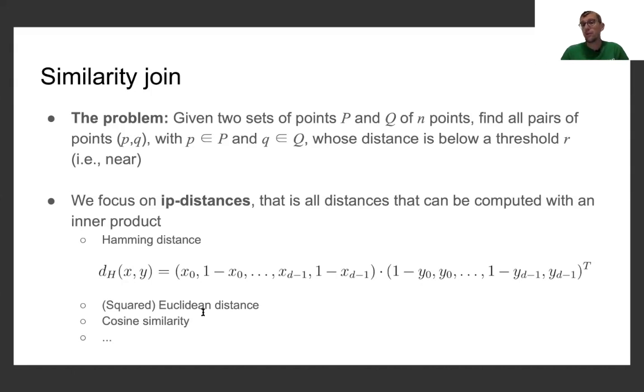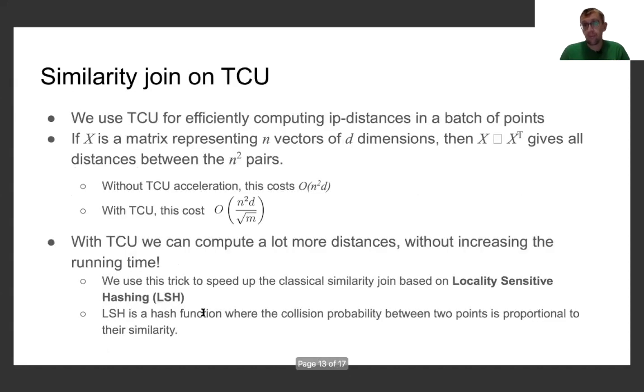So now you can see that if the distance can be computed with an inner product, we can use Tensor Core Units, because matrix multiplication is a bunch of inner products. Indeed, we can use TCUs for efficiently computing IP distances between points in a given set. More specifically, let's say that X is a matrix representing n vectors of d dimensions. Then X times X transpose gives all distances between the n squared pairs. So the matrix multiplication between X and its transpose gives us all the IP distances.